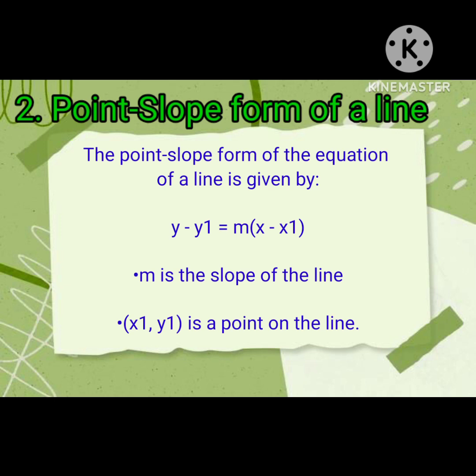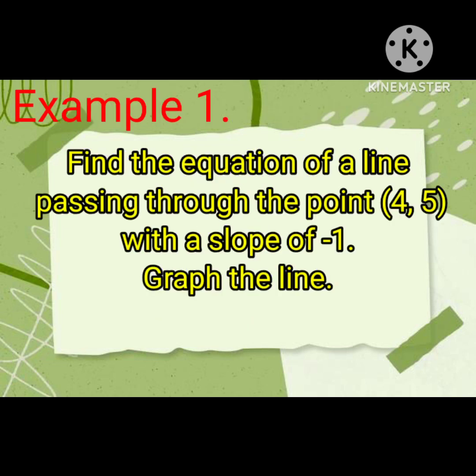The point-slope form of the equation of the line is given by y minus y sub 1 equals m times x minus x sub 1, where m is the slope of the line and x sub 1, y sub 1 is a point on the line. The following are examples of the point-slope form of a line. First example: find the equation of the line passing through the point 4, 5 with a slope of negative 1 and then graph the line.